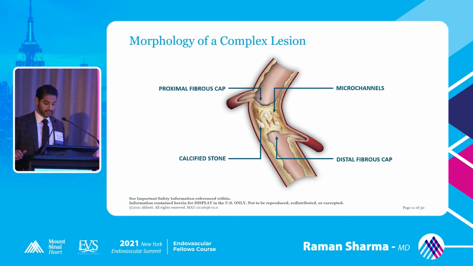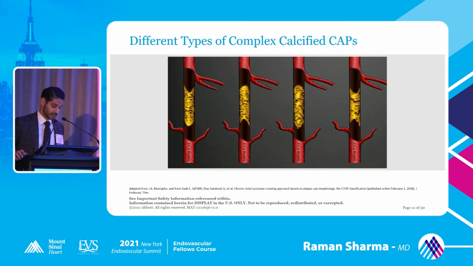So these complex lesions, again, remember that there are a lot of different factors that will have you choose one wire over the other. Branches, the morphology of the actual plaque, the morphology of the proximal cap, the morphology of the distal cap, the length of it. All these things will play a very critical role in having you choose which wire you're going to be using.